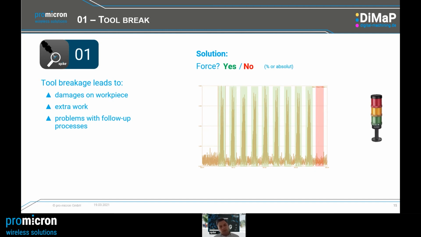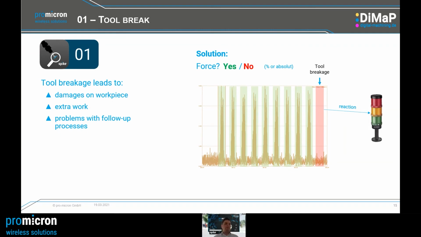And here we have now the example from Spike. We have the raw data. We see the peaks in every drilling operation, and at the end it should happen here in the red area. There should be a force level, but there is none. That's why we can directly have a machine reaction or a signal to the machine. Tool is broken.